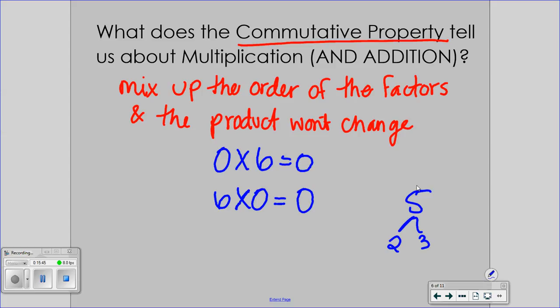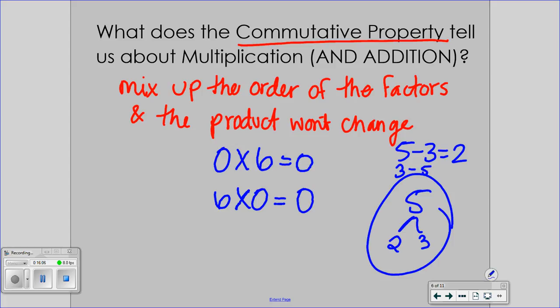Addition has commutative property. Multiplication has commutative property. Does subtraction? No, because watch what happens if I do this fact family. 5 minus 3 equals 2. What if I said 3 minus 5? That equals 2? No, minus 2. That's going to give me a negative amount, less than 0. So, does the order matter in subtraction?